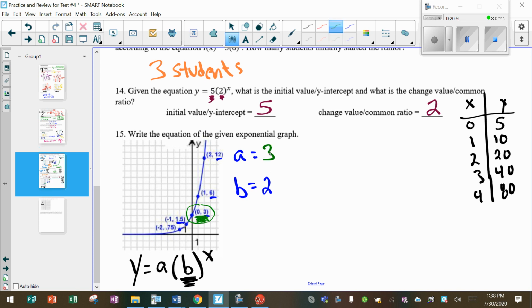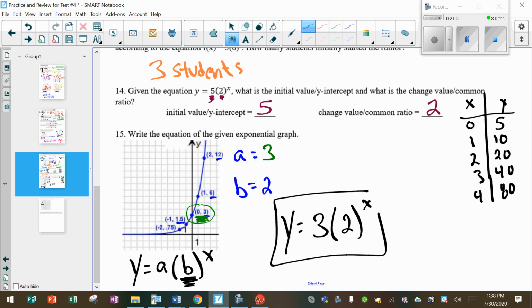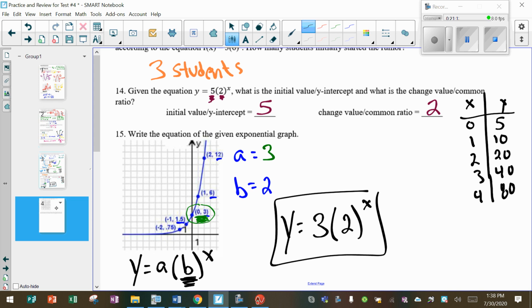So let's put those two numbers in the right place into the format of an equation. The y-intercept is 3, the change value is 2, make the x an exponent, and bam, we have our equation. Woo! Doing good stuff. Good job.